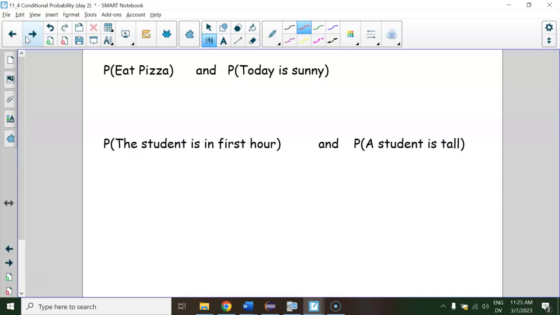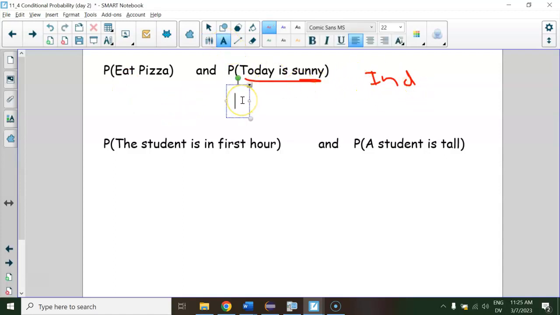Okay, so here's two more for you to think about and try to label them as dependent or independent. Okay, and so these first two are independent, basically because it being sunny has nothing to do with whether you ate pizza that day. It's not like you eat some pizza and all of a sudden it's sunny. That's not how it works. So these two events are not related. Maybe I'll type it to make it clear. So that's independent.